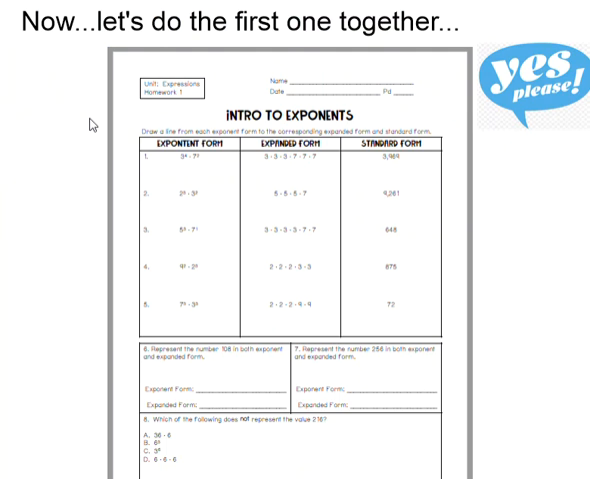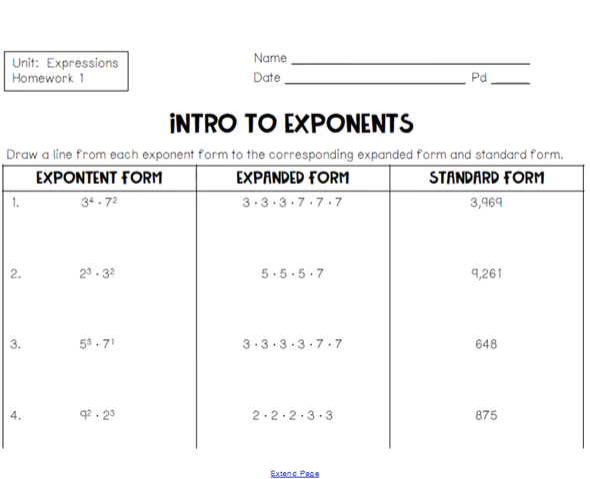Okay, so your homework from this point on, what you should work on next is homework 1, and it's the very next page. But I want to do the first one with you together just so you have an idea of how that first section goes. If you look at this, draw a line from each exponent form to the corresponding expanded form and standard form. So when I look right here for number 1, I see 3 to the 4th power times 7 to the 2nd power. And I've got to match that with one of these over here that it is equivalent to.